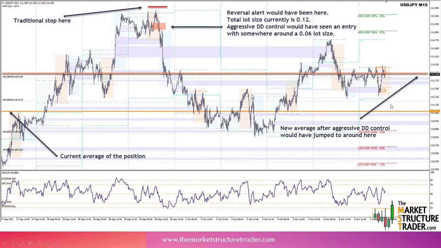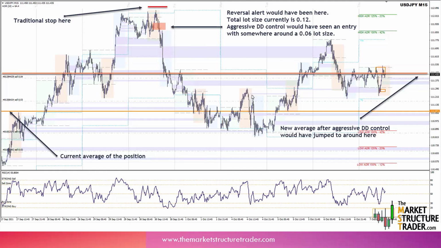The new average would have jumped up to somewhere around here. Okay, and then as it came down, you had the option to either escape the entire position with a profit if you held it, or get out with half of it and deal with the rest with drawdown control. Yeah, so that's aggressive drawdown control.